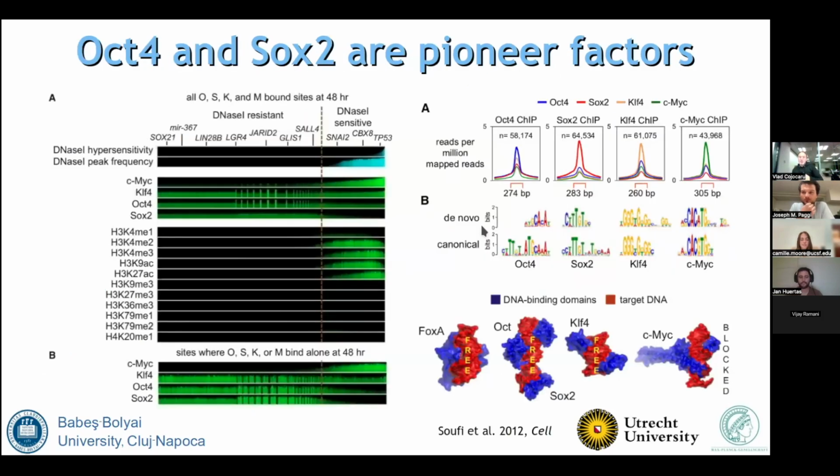And there were the 2012 and 2015 papers from Abdel Soufi and Ken Zaret, which basically showed very briefly that OCT4 and SOX2 and also KLF4, which is the third pluripotency factor used for reprogramming, they all bind to these closed states of chromatin. Some naive interpretation of the structures at that point about how this can be.